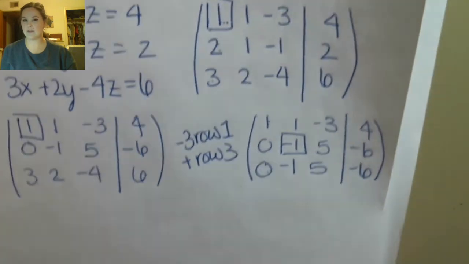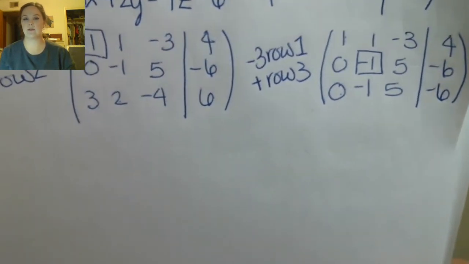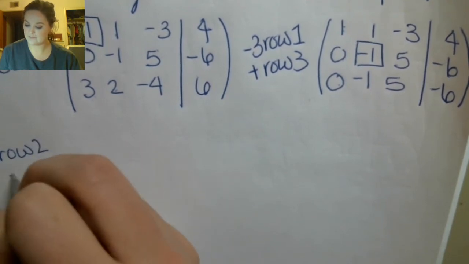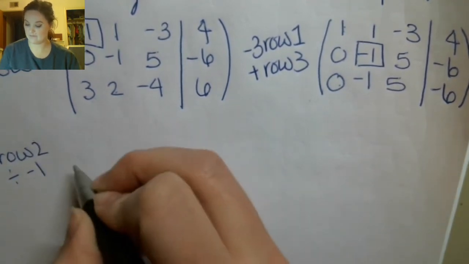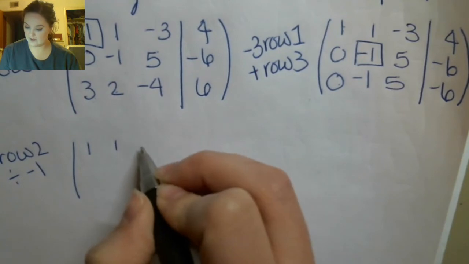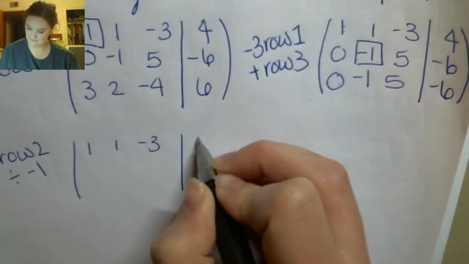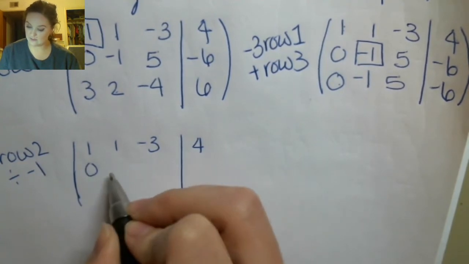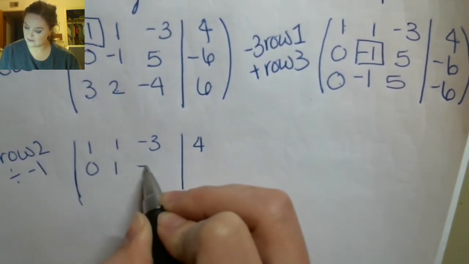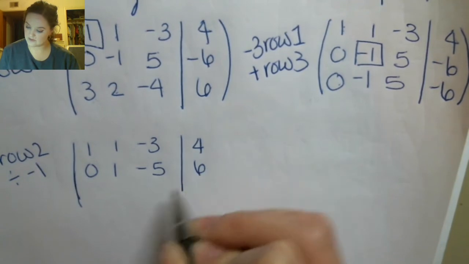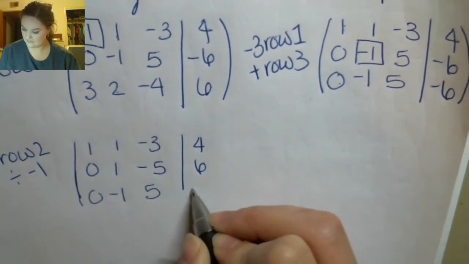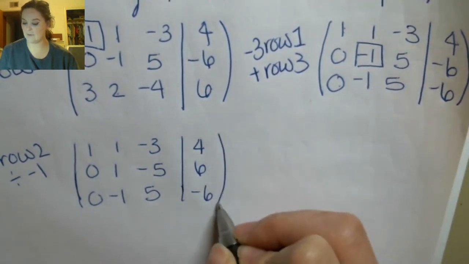Okay, we want this to be a 1, so we're going to divide that row by -1. Okay, first row is the same. Okay, -1 divided by -1 is 1. Then I'll get -5 and +6. Okay, and I just copied my last row.